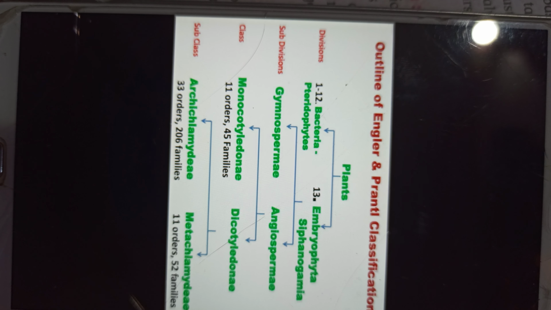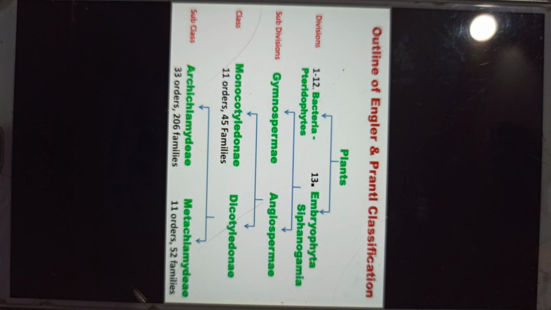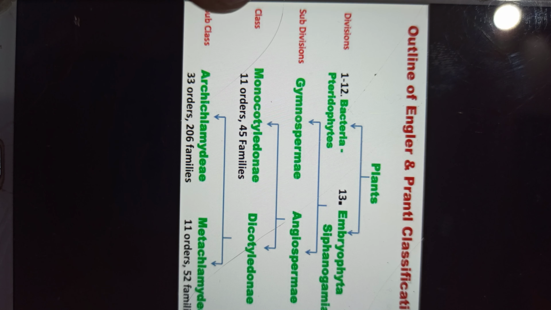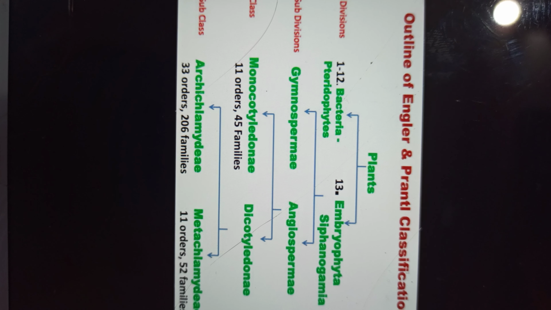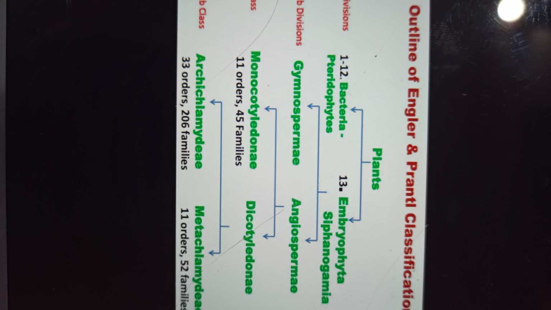Each category is referred to as a unit of classification, and in fact it represents a rank and is commonly termed a taxon. So when we talk about taxon, it includes first plants, and then division, subdivision, class and subclass. In the Engler and Prantl classification, they have classified bacteria and plants. Under plants they included bacteria, algae, and all higher plants including gymnosperm and angiosperm.